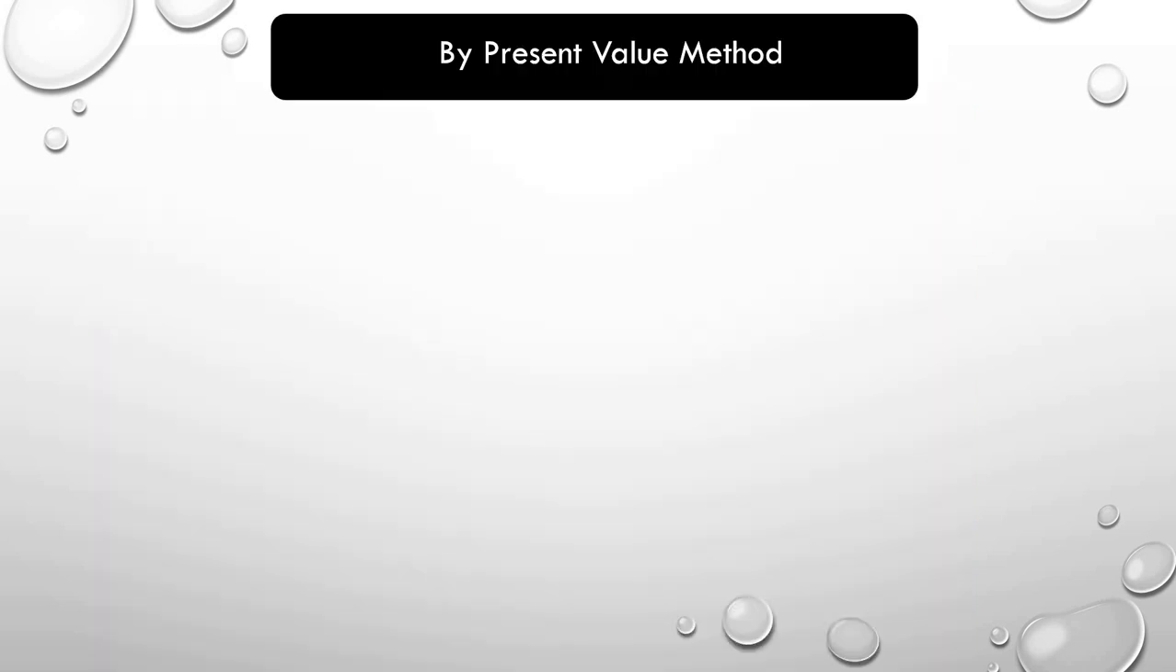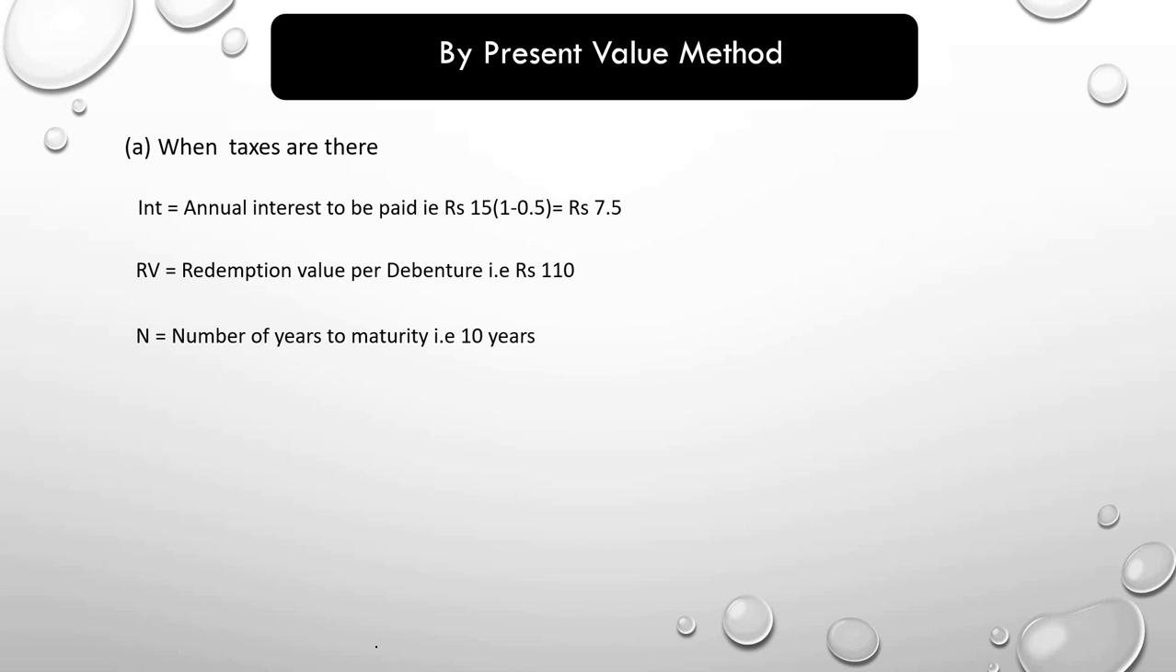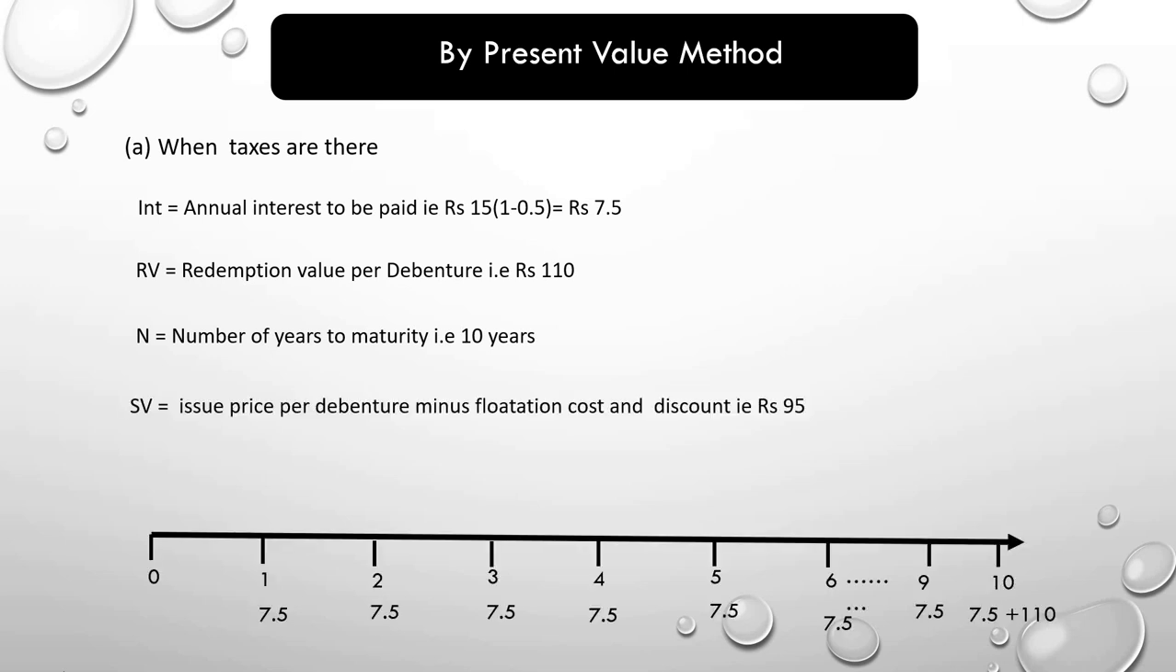Okay. Now, when the taxes are there, whenever taxes are there, your annual interest rate will be 15 into (1 minus t). That means the tax rate was 50%, so it's coming to be 7.5. Your redeemable value will not change because we never get the tax shield on the redeemable value. Your number of years remains the same. Sale value is 95. Now on the number line, the difference is only for the interest amount. 7.5 will be your interest.